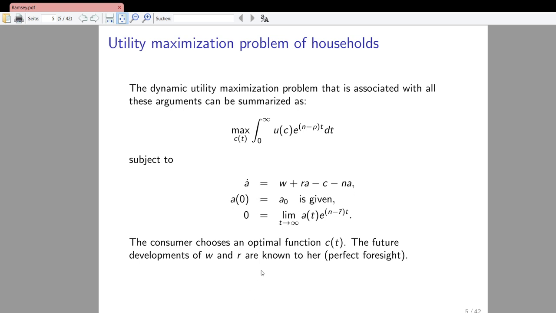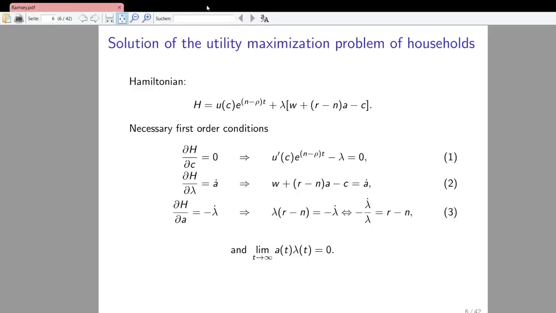Initial assets are given, and we have the endpoint constraint, the transversality condition, that is the same as before except for the fact that population growth now shows up in the discount factor. The future developments of the wage rate and the interest rate are again known to the household, so we again have perfect foresight. Now we again solve this by means of the present value Hamiltonian.